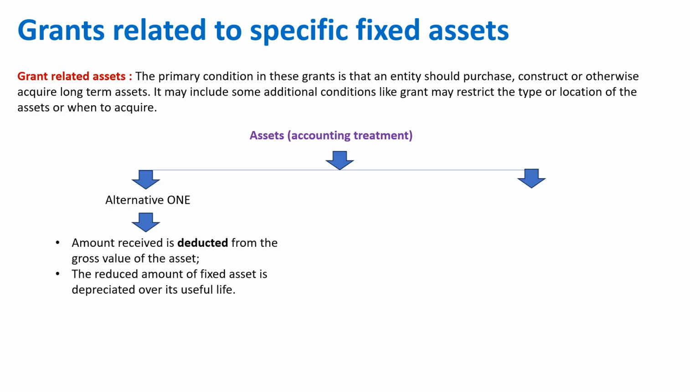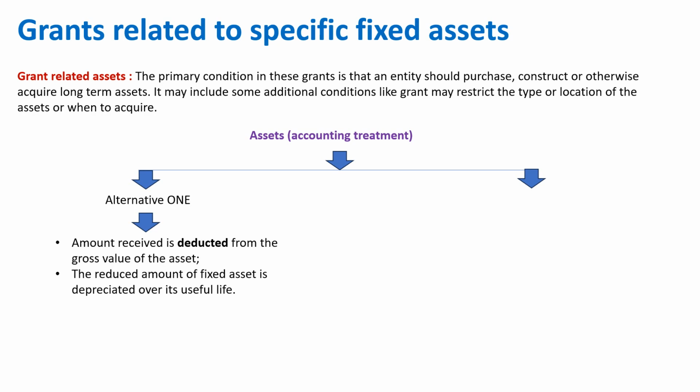The amount received is deducted from the gross value of the asset. That means whatever government grant you receive, you just deduct it from the cost of the asset you have purchased. Second, the reduced amount of the fixed asset is depreciated over its useful life. That means, for example, you got an asset for 10 lakh rupees. Now the government is giving a grant of 1 lakh.